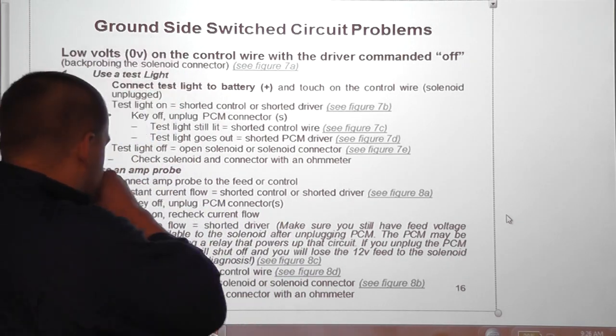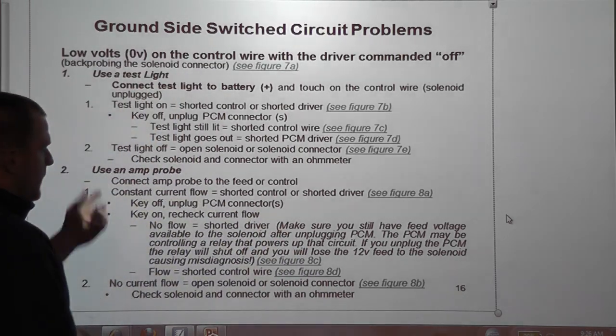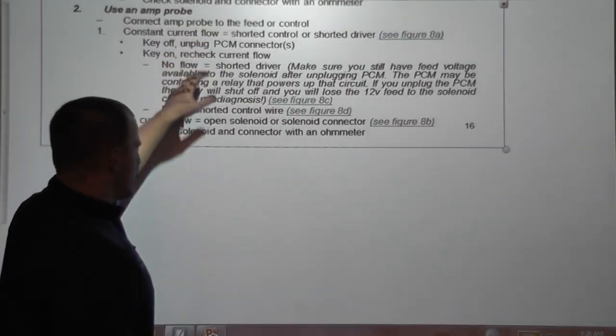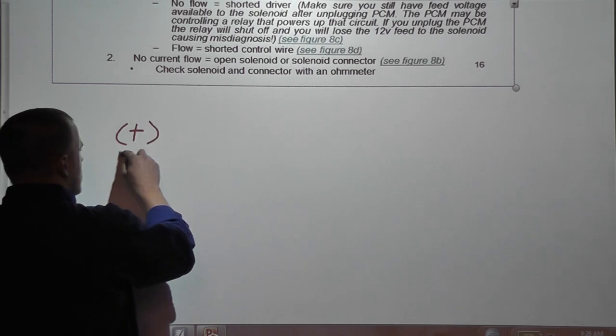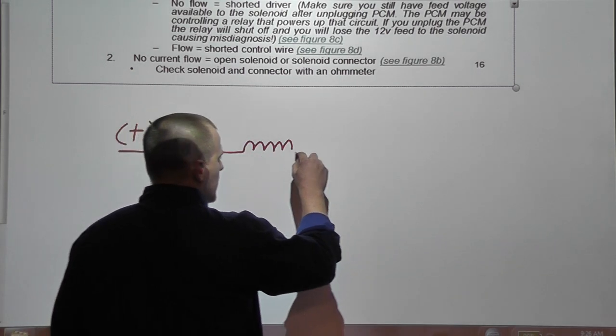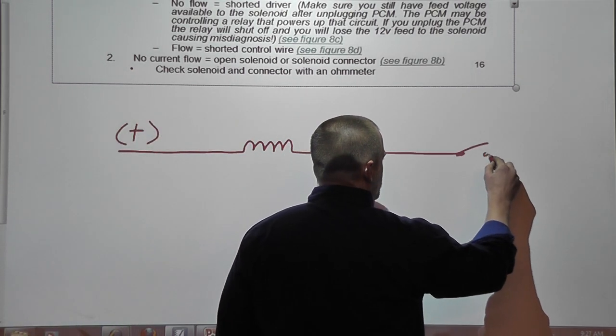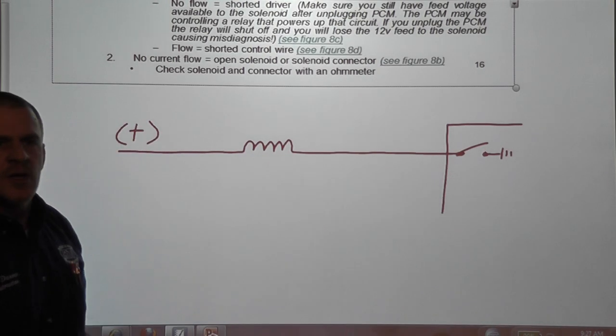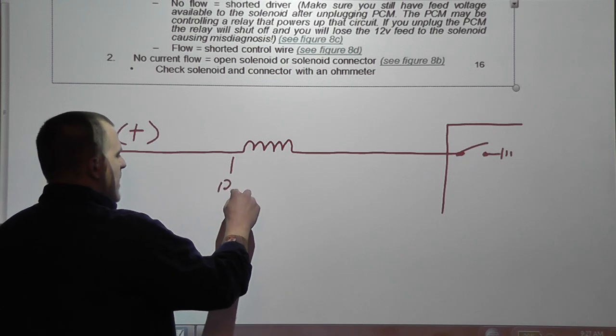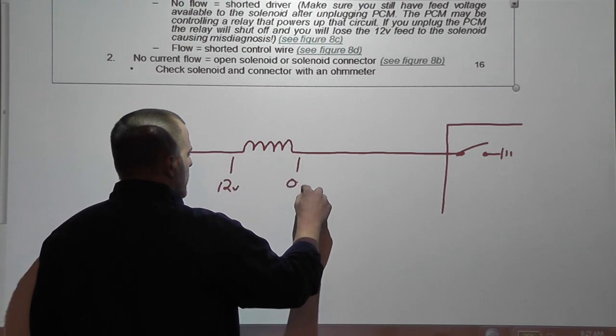So one of the things that we can do first, before I show you this, is just get a picture up here and get an idea of what we're dealing with on a ground side switch circuit. I'll simplify it. I'll just draw it as a switch. That's what the transistor is. We are at 12 volts on this side. We are at 0 volts on this side.